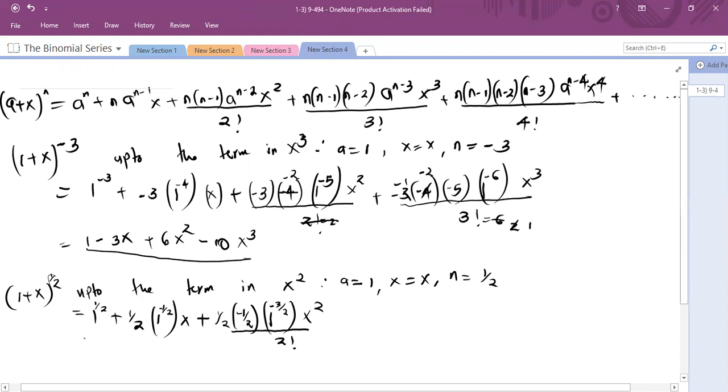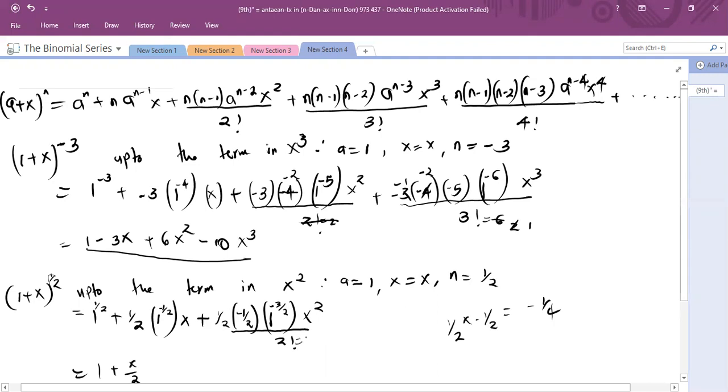Then we now simplify. So simplifying this, 1 raised to the power of anything is 1, a half, 1x. So this will give me x over 2. And then I have 2. So I have a half multiplied by minus a half multiplied by 1. So a half, if you multiply by minus a half, will give you minus a quarter. Then multiply by 1, you'll still get minus a quarter. And then you have times x squared. And then it is divided by 2 factorial.